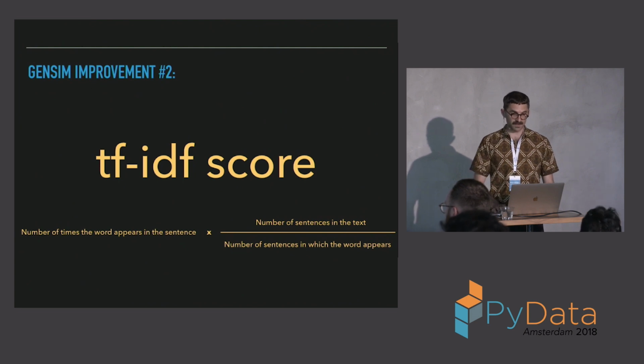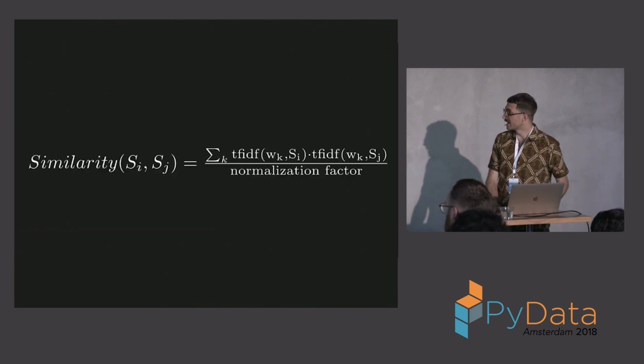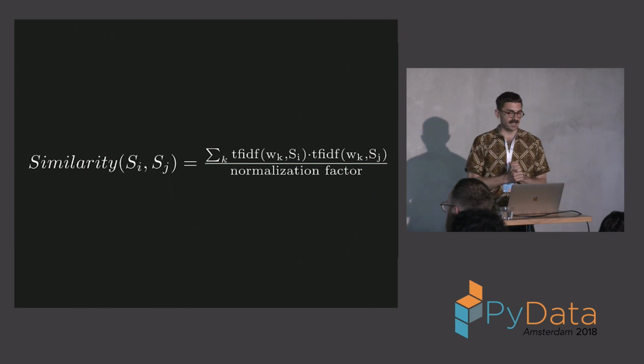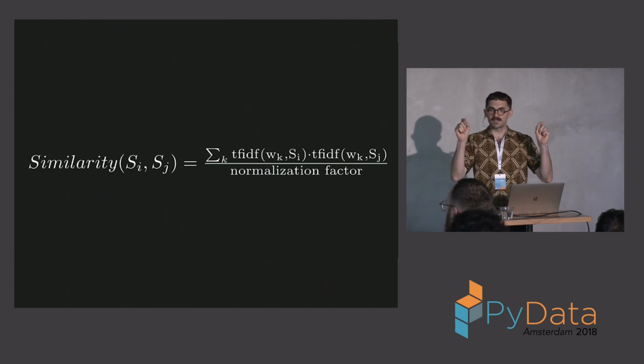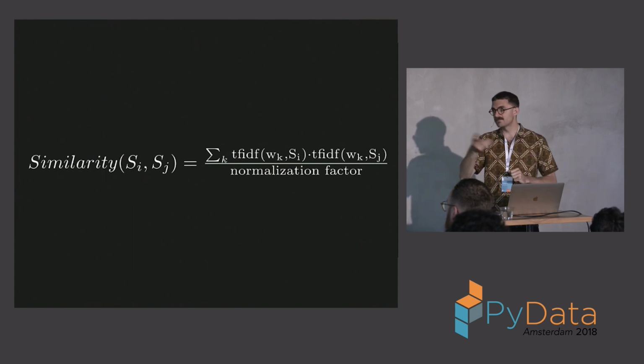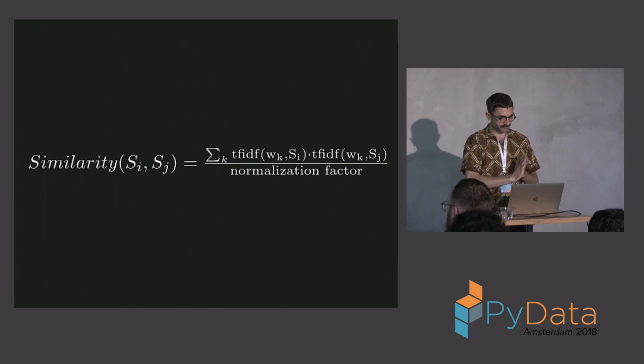So our similarity score then becomes the following. Again, math, but I'll just say it in English. Again, I'll look for all the words which appear in both sentences, and then take the product of the TF-IDF scores of those words, and then sum up those products. Again, by normalizing by some factor.